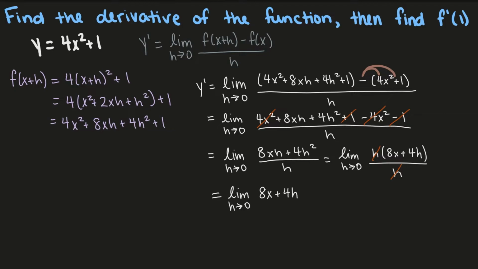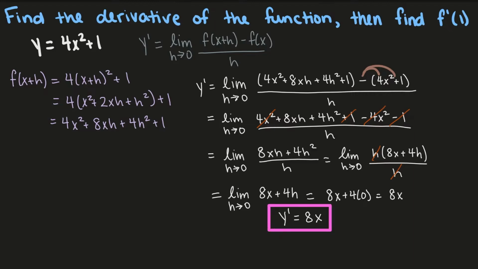Now we can solve this limit. So since we've simplified this as far as we can, plug in 0 and solve for the value of our derivative. When we plug in 0, we get 8x plus 4 times 0, which is equal to 8x, which means our derivative, y prime, is equal to 8x.